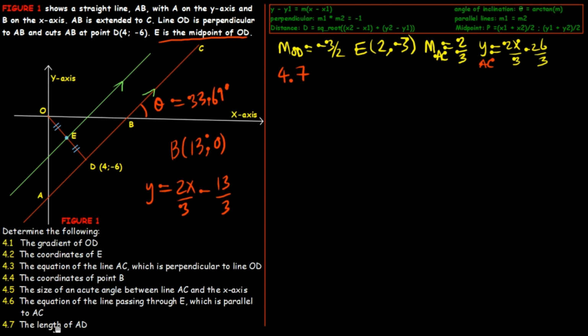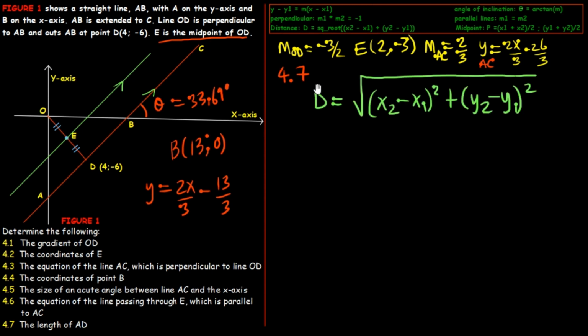On item 4.7, we need the length of line AD from this point A to D. Okay, so we're going to use this formula where D is denoting the length from A to D, and we need coordinates of these 2 points. So we already have the coordinate of the point D. Let me just call this length AD so that we won't confuse it with this point. So we are emphasizing that we need the length from A to D. Let's just include the modulus signs. All right. So the point D has coordinates (4, -6).